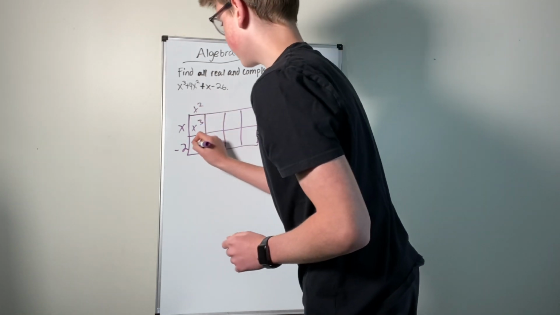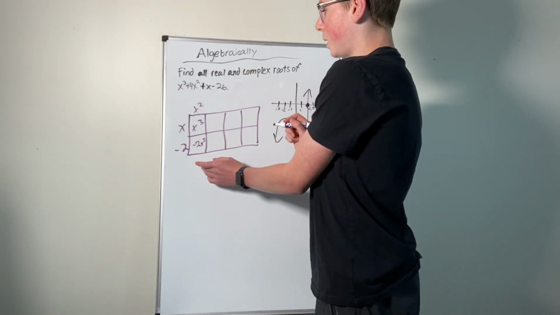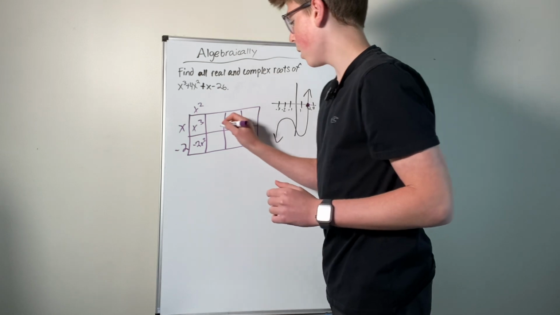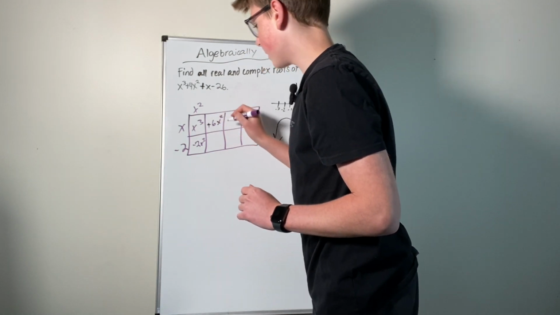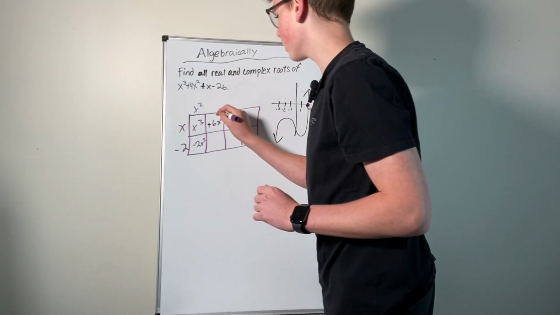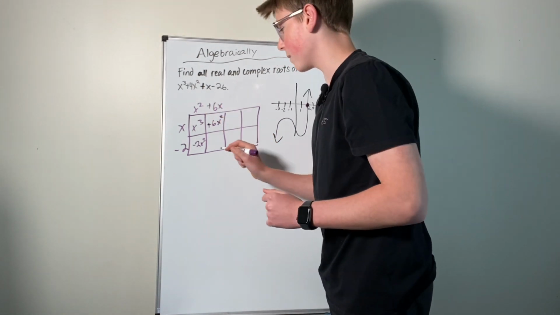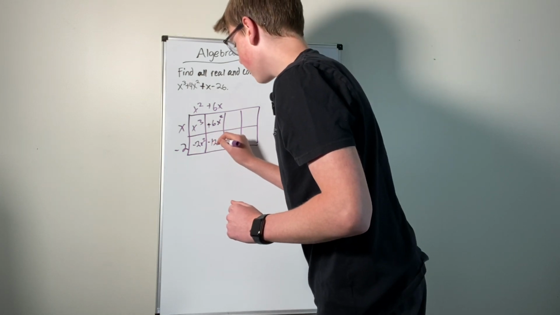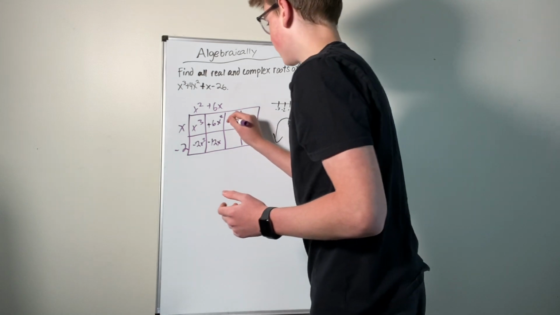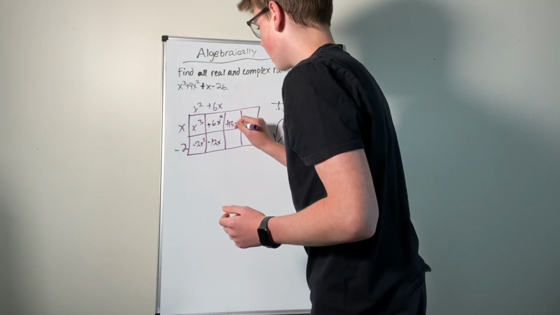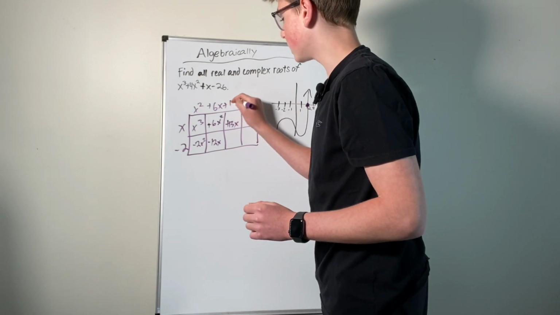X squared times negative 2 is negative 2x squared. Negative 2x squared plus what equals 4x squared? Well, plus 6x squared. How many times does x go into 6x squared? Well, it goes in 6x times. 6x times negative 2 is negative 12x. Negative 12x plus what equals x? Well, it's plus 13x. How many times does x go into positive 13x? Well, it goes in 13 times.